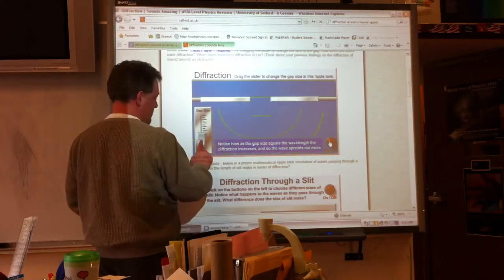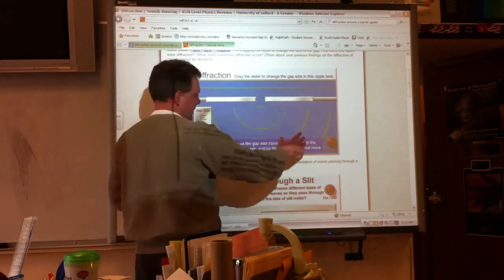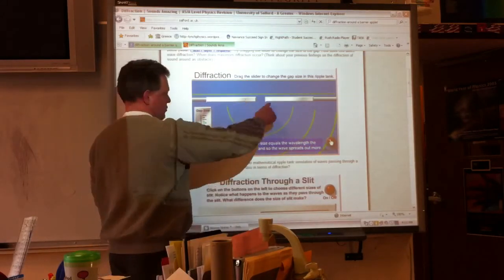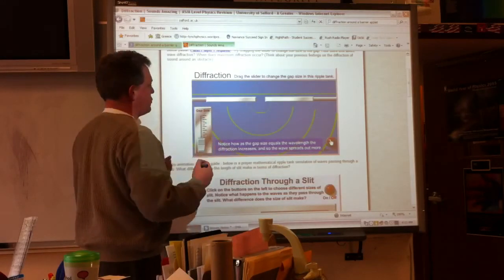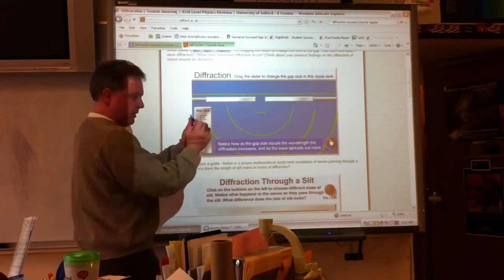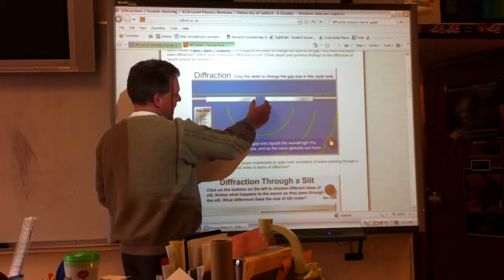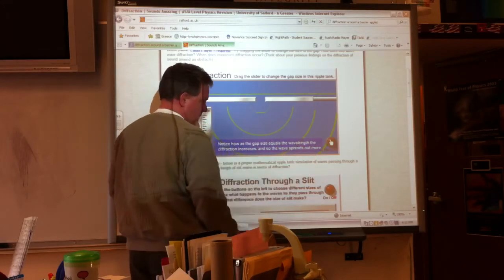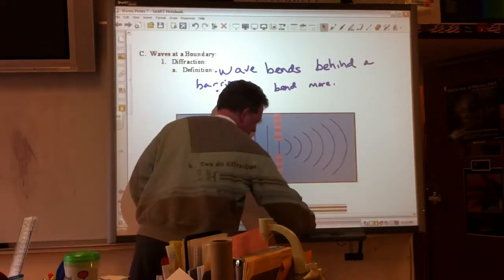Now, if I continue to decrease the size and make it much smaller, now you can see it bending around behind. And I want you to notice the shape of these as well. Okay, they're almost circular, and they look like ripples. And when we had a single source, we would say that the waves go out in circles around that source. So this gap is acting like a single source of these waves. Going back to our notes.